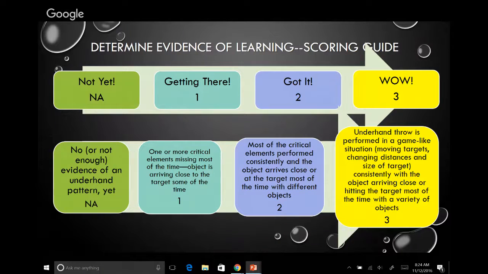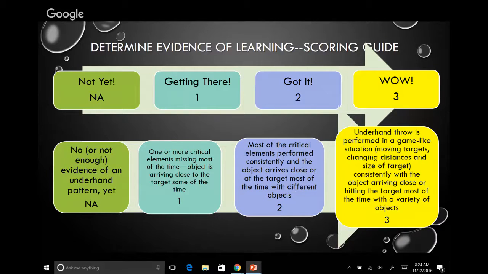And then down below, you see where that content is now placed into these different levels of proficiency. So for the not assessed there's not any evidence of the underhand throw, or there's not enough to declare that the student's level. And so this whole piece of not yet is really important. And then for the level 1 is one or more critical elements is missing most of the time. The objects are arriving close to the target some of the time.